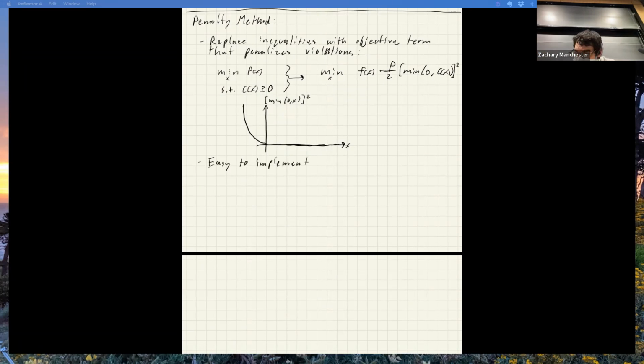Namely, it gets ill-conditioned. Does anyone know what I mean by ill-conditioned? Anyone done any numerics? Yeah. It has to do with the ratio of the eigenvalues, right? Like the largest eigenvalue to the smallest eigenvalue. Yeah, exactly. So I'm adding this term to the Hessian, right?